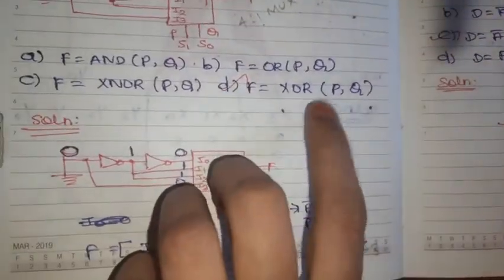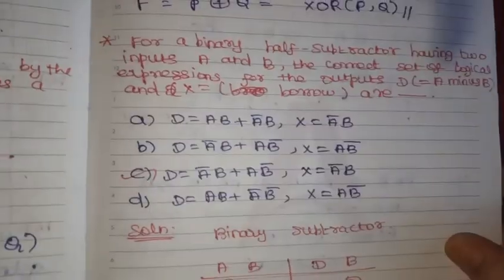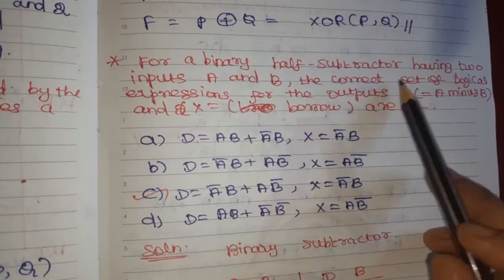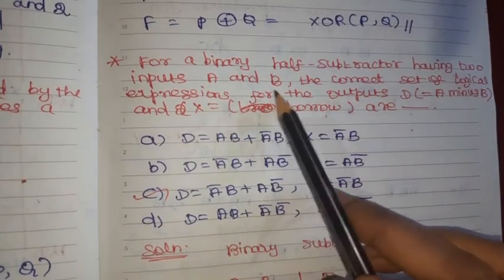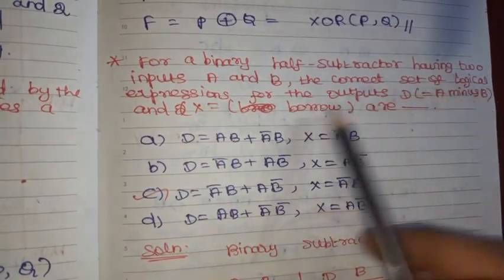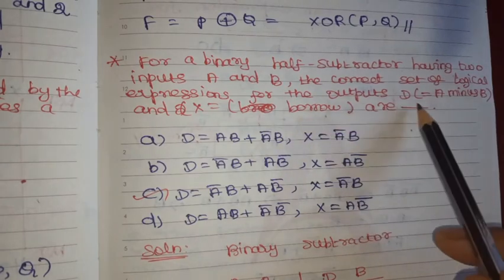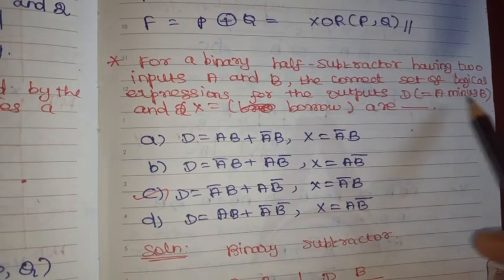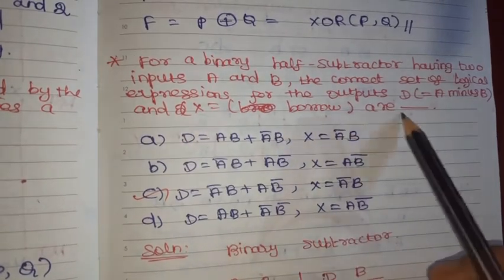F equal to XOR of P comma Q. Then move on to the next problem. For a binary half subtractor having two inputs A and B, the correct set of logical expressions for the outputs D equal to A minus B and X equal to borrow.